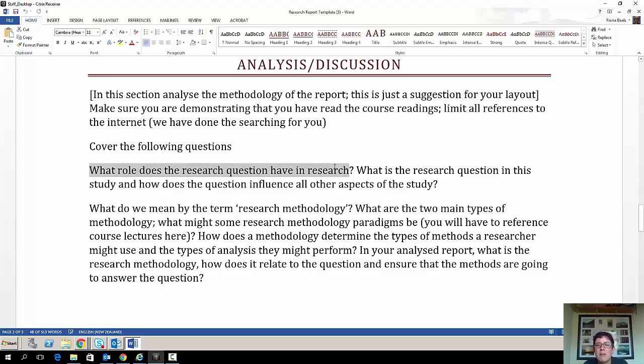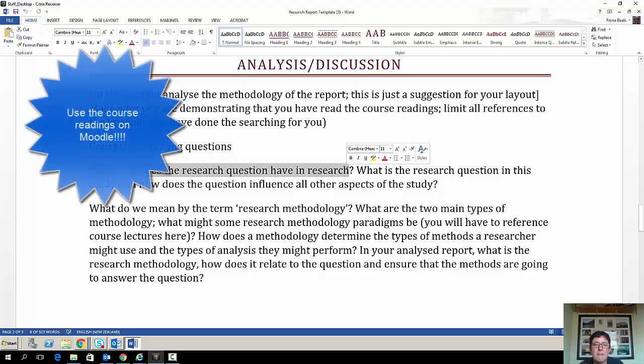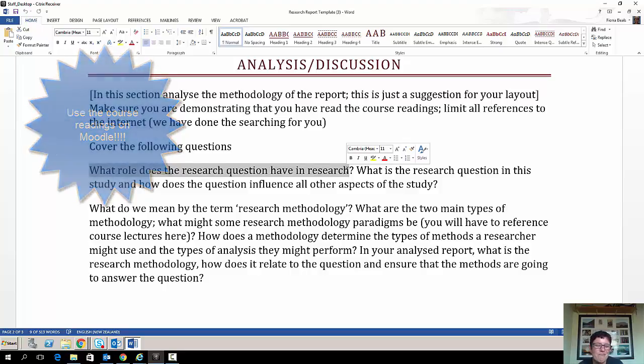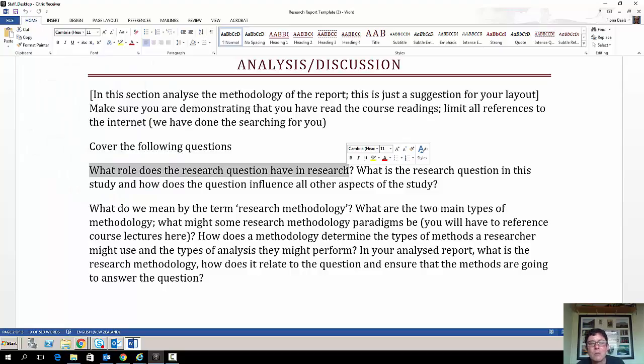What role does the research question have in research? Okay, and what you want to do there is use your course readings. Emphasis. You want to use your course readings to be able to tell me, what does a research question do in research? What does it determine? And then tell me what's in the study.